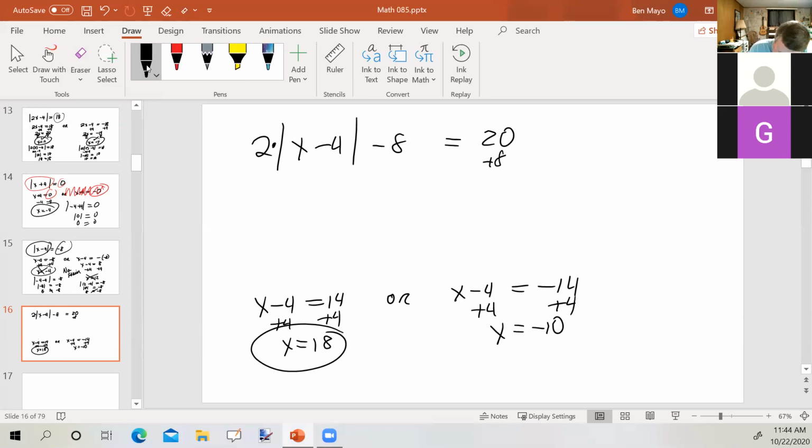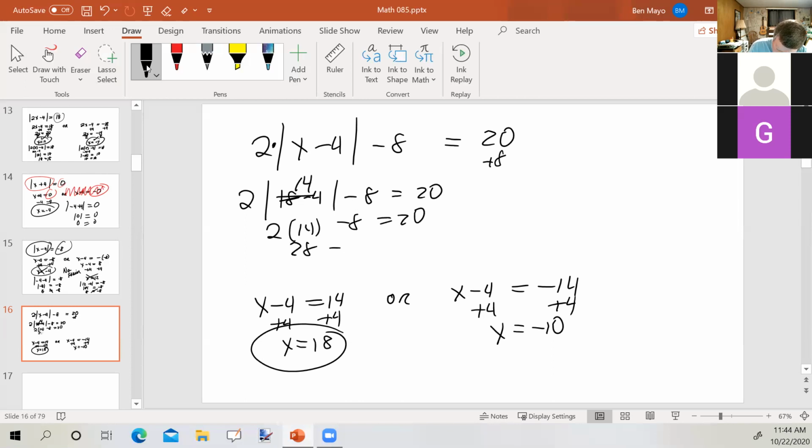So if x equals 18, we get 2 times the absolute value of 18 minus 4, minus 8 equals 20. What's 18 minus 4? 14. What's the absolute value of 14? 14. So we get 2 times 14 minus 8 equals 20. 28 minus 8 equals 20. 20 equals 20. So x equals 18 checks.